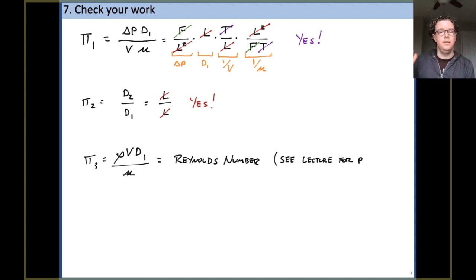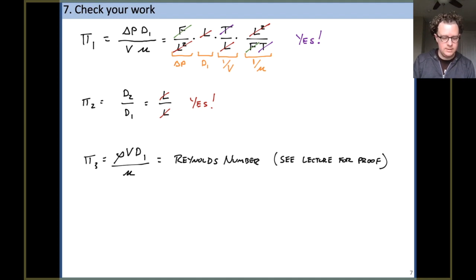So pi 3 we recognized as Reynolds number. If you go back and watch the video where I introduced dimensional analysis, I proved to you that Reynolds number was dimensionless there. If you are doing this in your homework or on a quiz or on an exam, you still ought to be able to go through those steps to prove to me that Reynolds number is indeed unitless. I suppose if you recognize it as Reynolds number and you say, I recognize this as Reynolds number, I know it's unitless, I agree with that, but it's good practice to check as you work through these problems. So pi 1, 2, and 3 we are happy with.